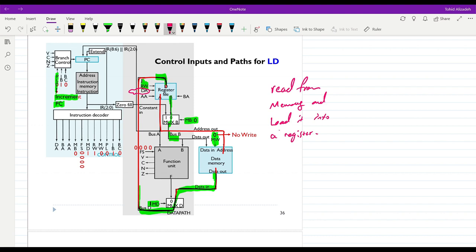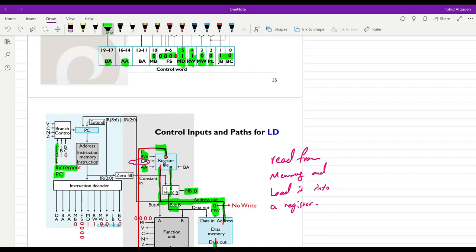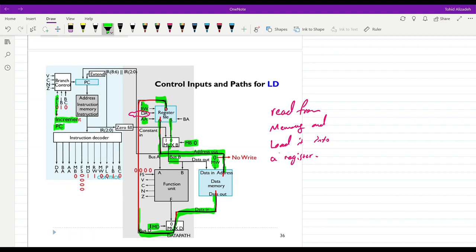So the data that we read from memory, where in the memory we read the data from, it is over here, yeah? So the address input to the memory comes from the bus A of the data path, and bus A is associated with the A address. So with what we have in A address, it is passed to the memory as the input address, then the data is available at the data out. Then using this multiplexer, mux T, it is taken and then it's written into the register file.